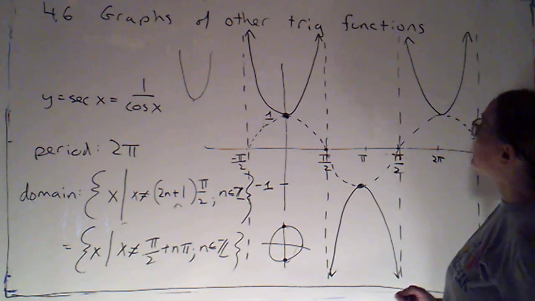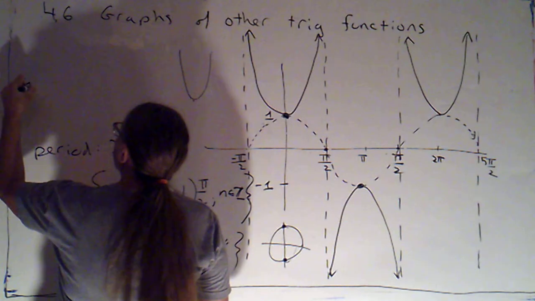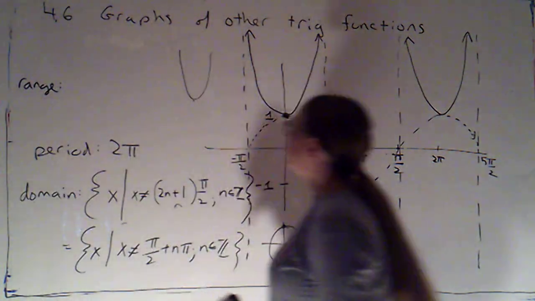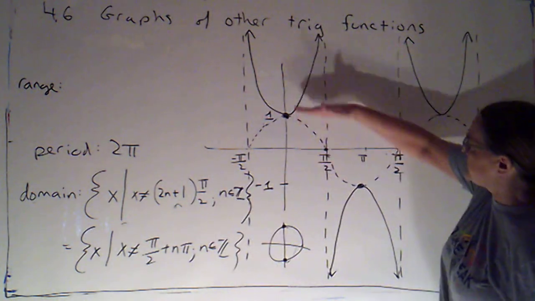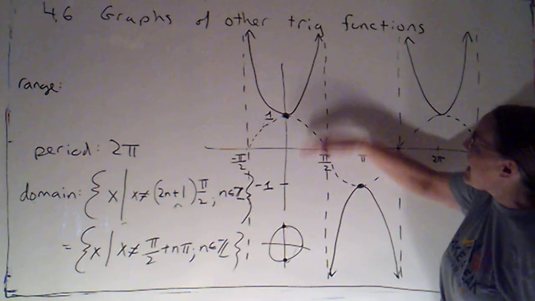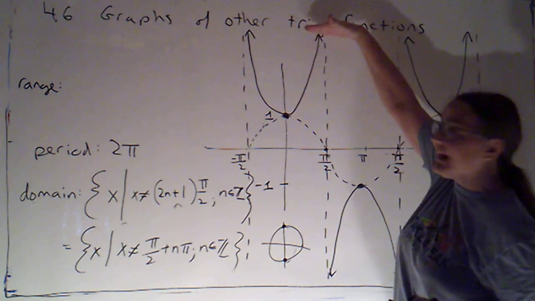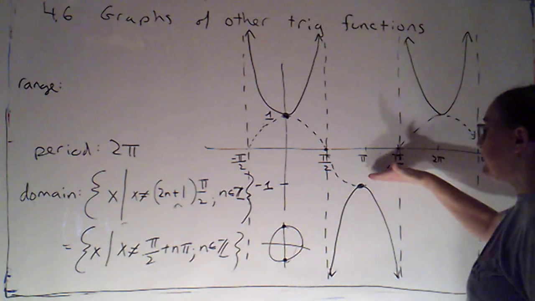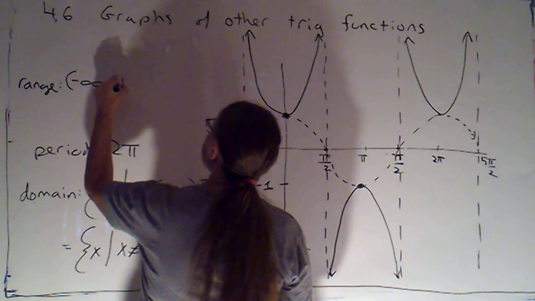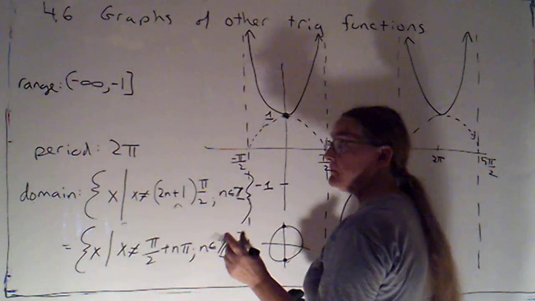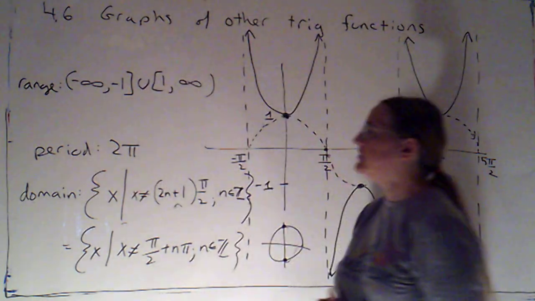Let's go ahead and state the range, and then I think we've got it covered. Now for the range, I am going to use interval notation, but it's going to be 2 separate intervals, because notice there's this no man's land in here. The graph of secant gave me y values that were 1 and bigger, or -1 and smaller. So I can say negative infinity to -1, including -1, union 1 to infinity, including +1.